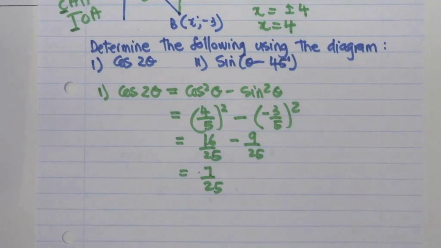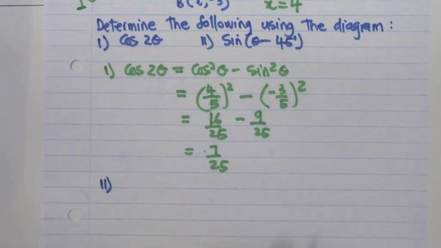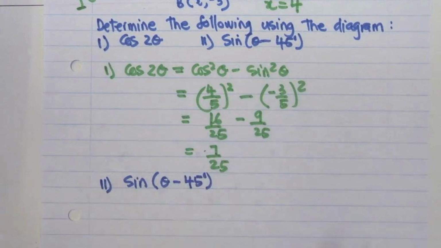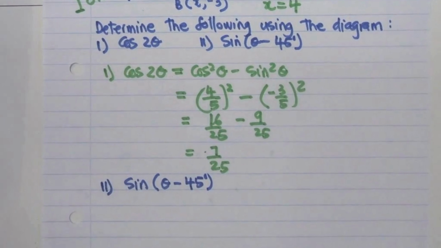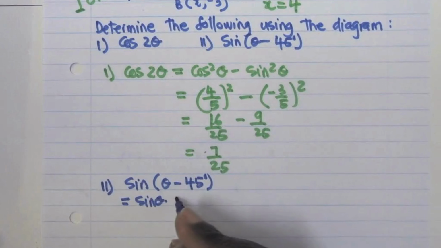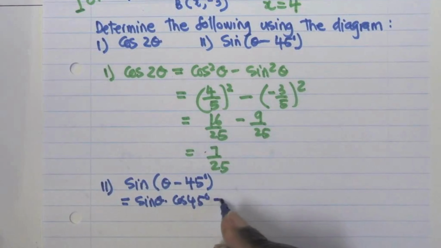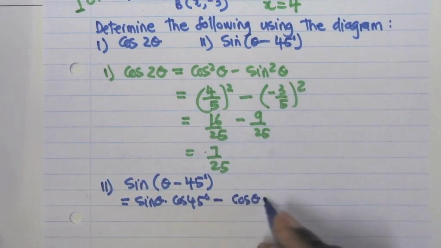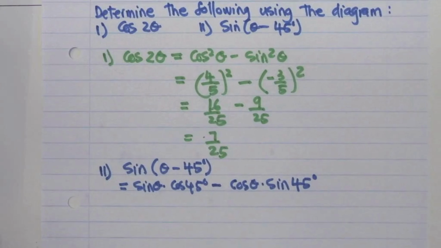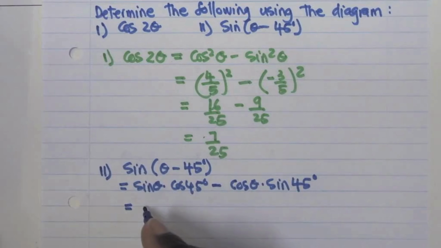Moving on to the next part of the question, I'm given sine of theta minus 45 degrees. And here I need to apply the compound angles. And this is what I get. Now I have to do my substitutions. Sine theta, I'm going to get it from the diagram. And I know that this is -3/5.